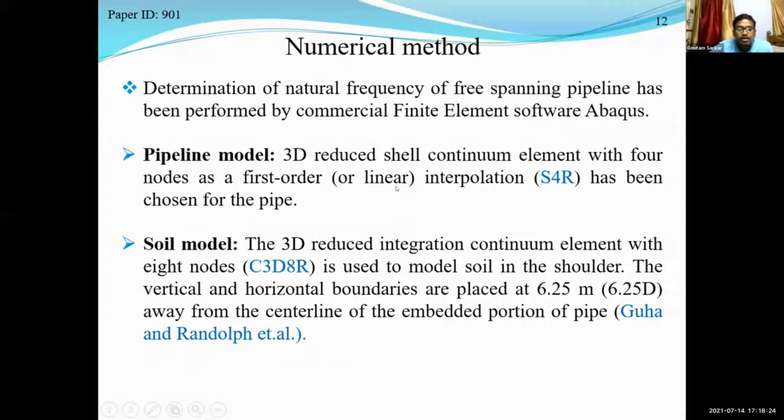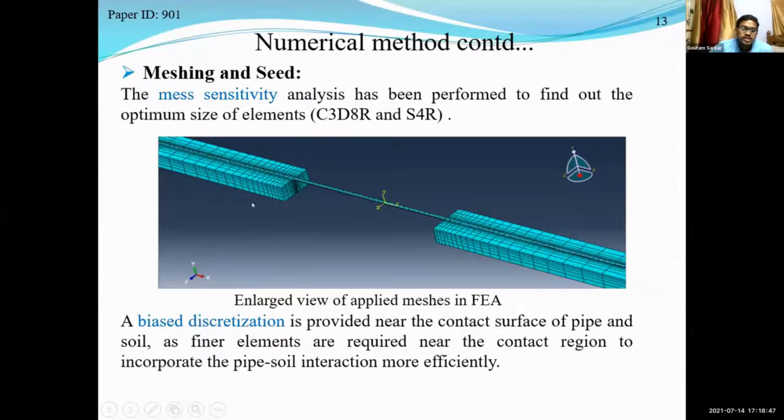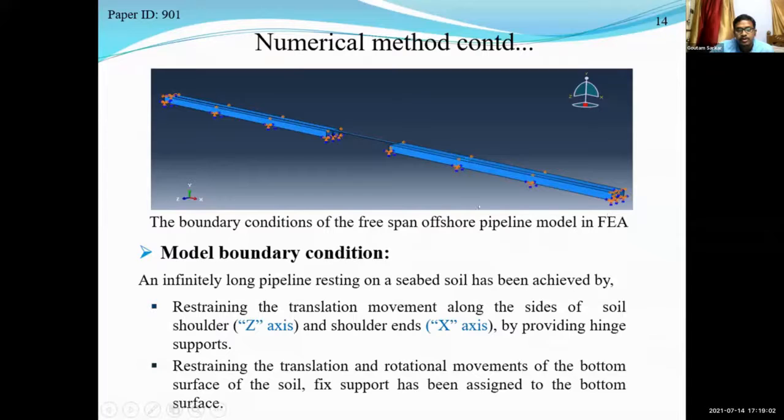Now moving to the numerical method, here I have used S4R element, that is a 3D reduced integration shell element, for the pipeline model, and C3D8 element for the soil model. The boundary of the soil has been taken 6.25 times the diameter of the pipeline according to Guhan and Randall. This figure shows the meshing of my model. Mesh sensitivity analysis has been done, as well as bias discretization has been provided near the contact surface and the pipeline to incorporate pipe-soil interaction more effectively. This figure shows the boundary condition of my model. A hinge support has been provided on the sides, that is X and Z direction of the soil, and at the bottom I have put fixed support.